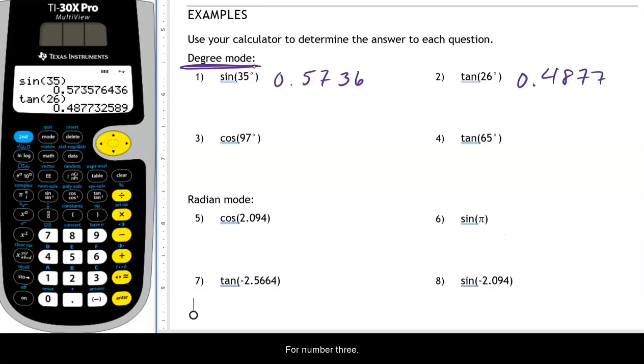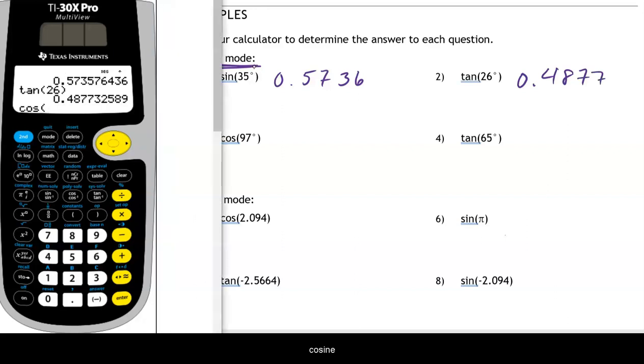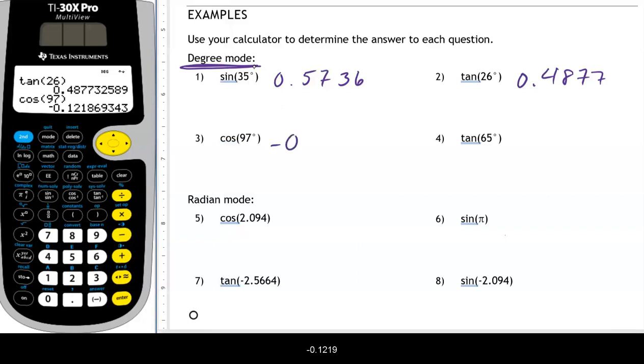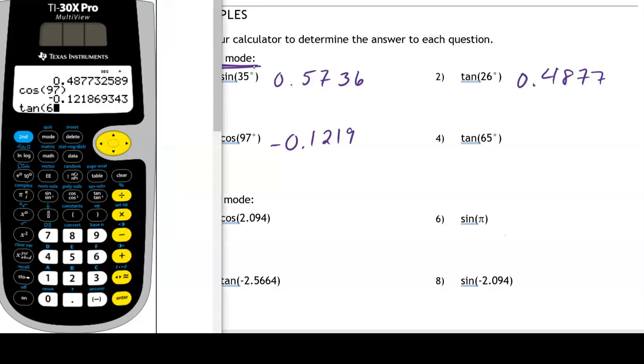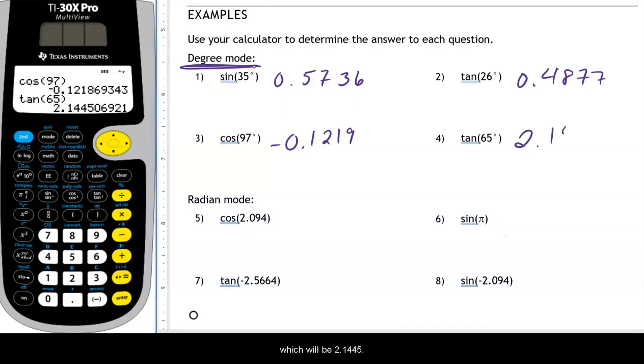For number 3, cosine 97, negative 0.1219. And then the last one for the degree mode is tangent 65, which will be 2.1445. So those are the degree mode.